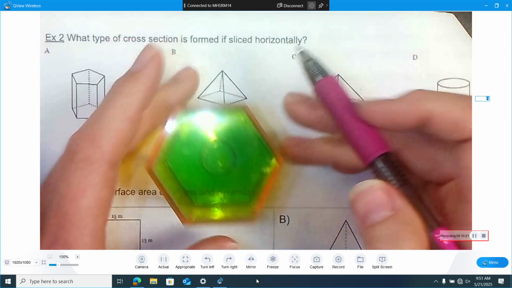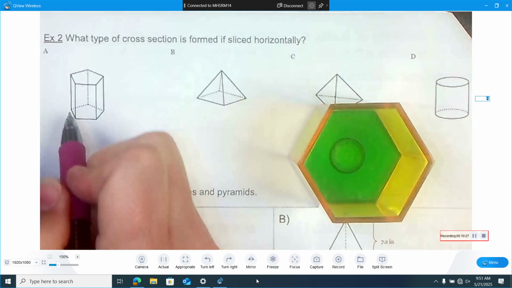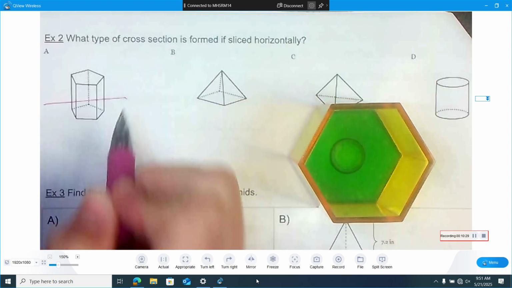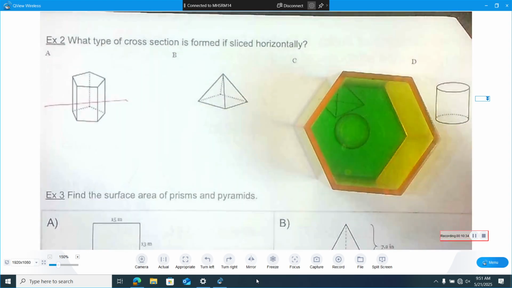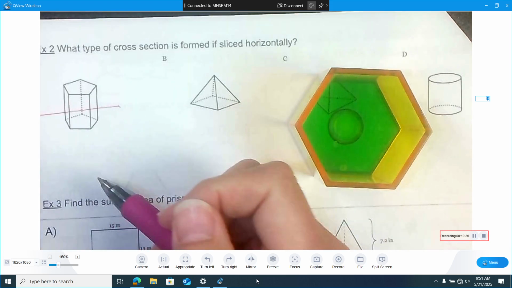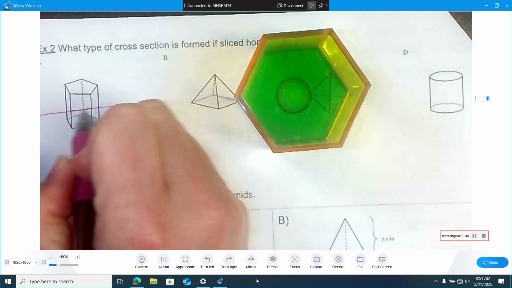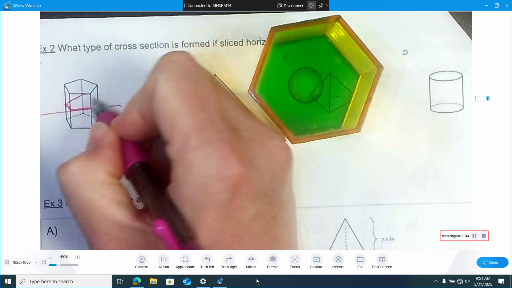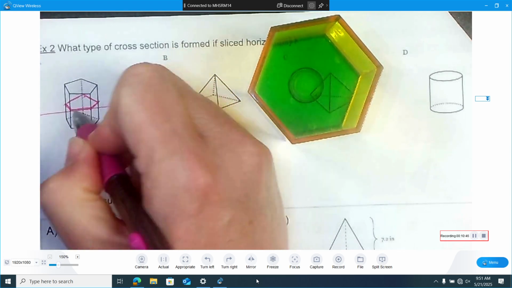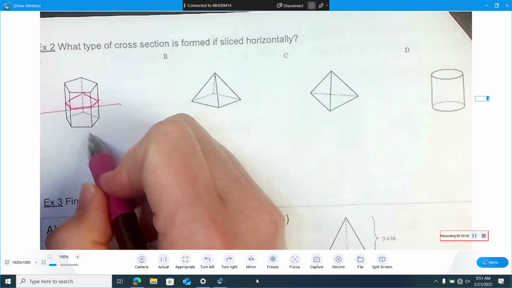My question, a cross section is if we cut it and slice it into two pieces, okay? So in this case, the first one, I'm going to slice it horizontally. So if I cut through my figure, what shape would you see if you were to look at it? What shape is it? Is it a square? Yeah, it's a hexagon. Oh, it's a pentagon. You're right. So it is a pentagon because it's a pentagonal base.